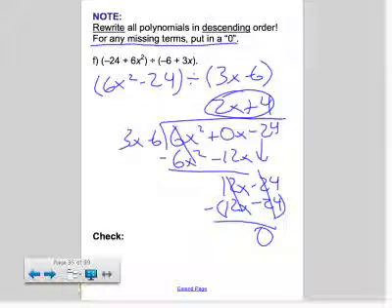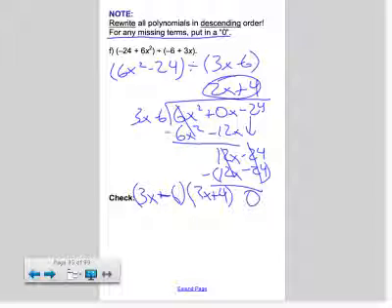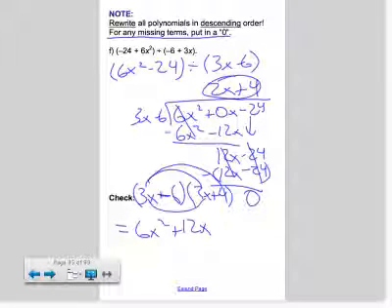Again, not sure? Check it out. 3x minus 6 times 2x plus 4. So 3x and 2x is 6x squared. 3x and 4 is 12x. 6 and 2x is 12x. And that's a negative 6.